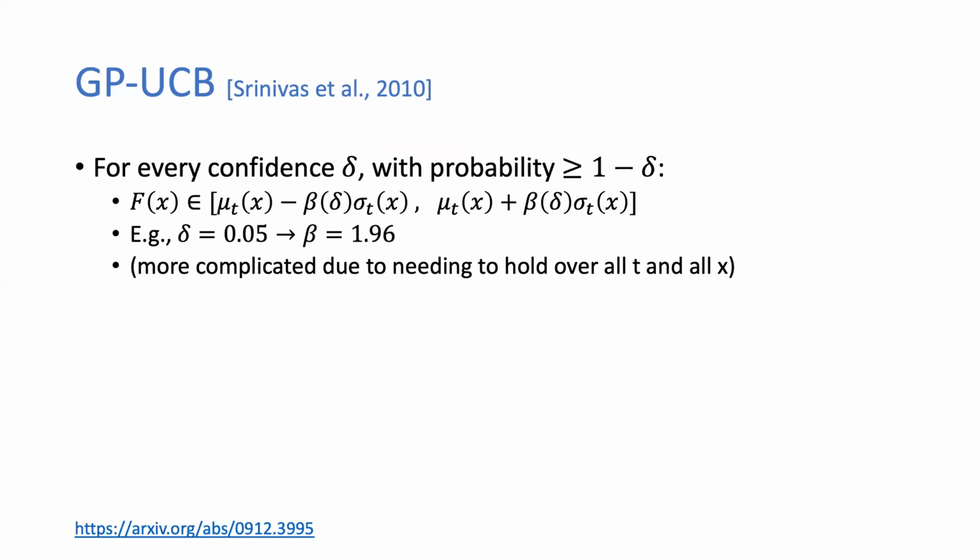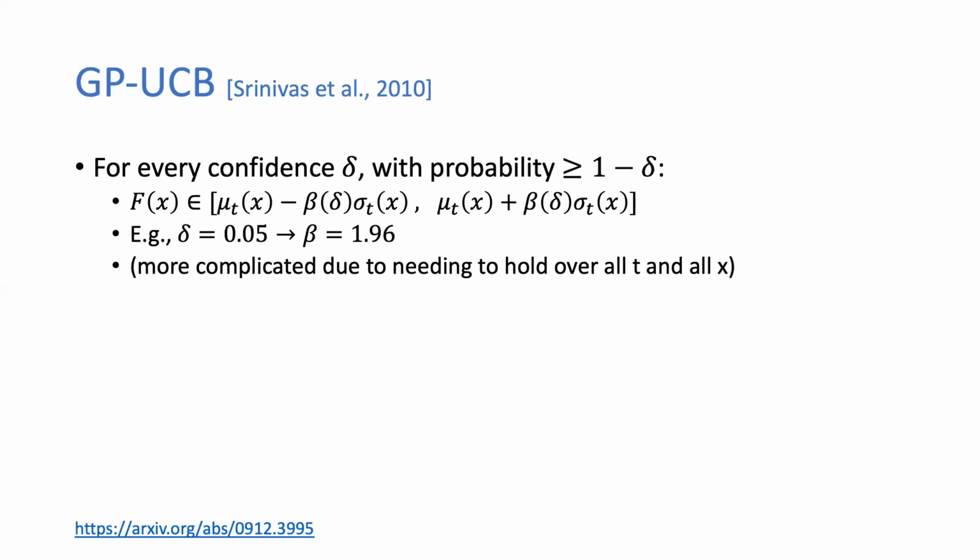Okay, so let's think about what is happening here. First, let's talk about confidence intervals. Suppose I had some confidence delta such that I want to define a confidence interval that contains the true f of x with probability at least 1 minus delta. So that's the next bullet point. I want f of x to be contained in this confidence interval: mu of x minus beta times sigma of x to mu of x plus beta times sigma of x.